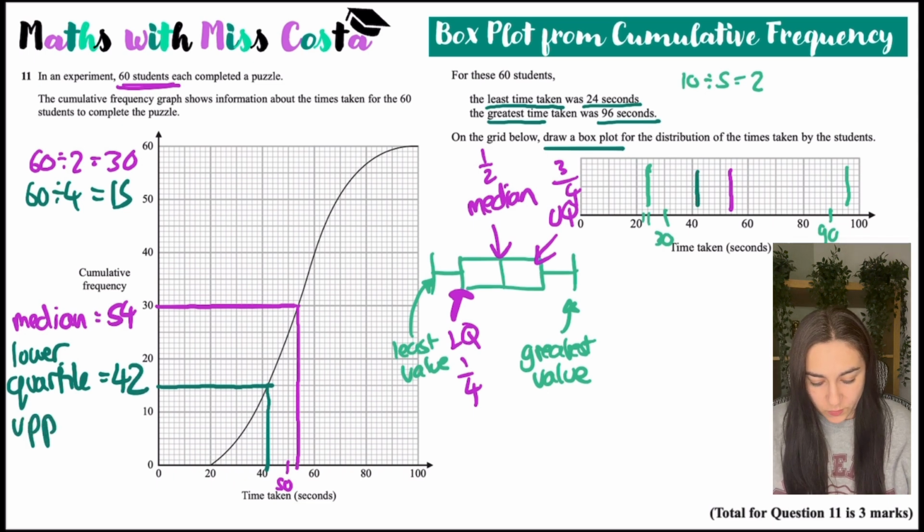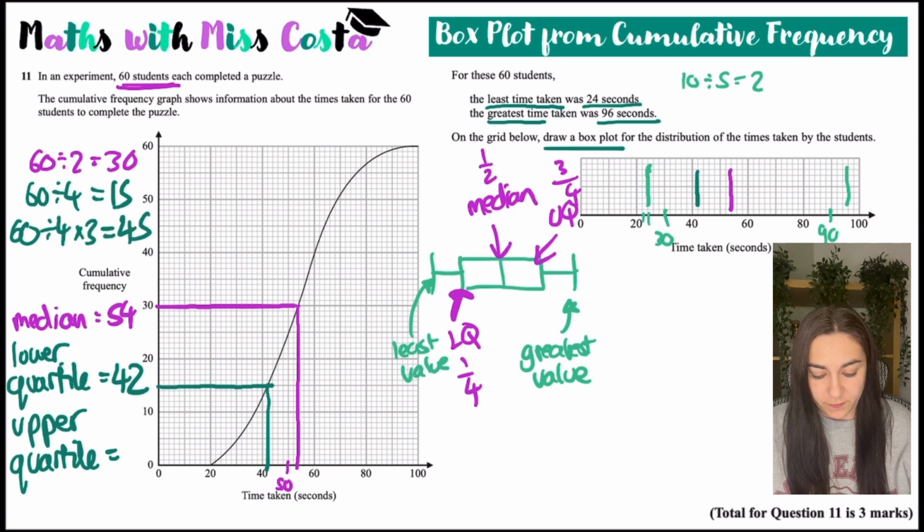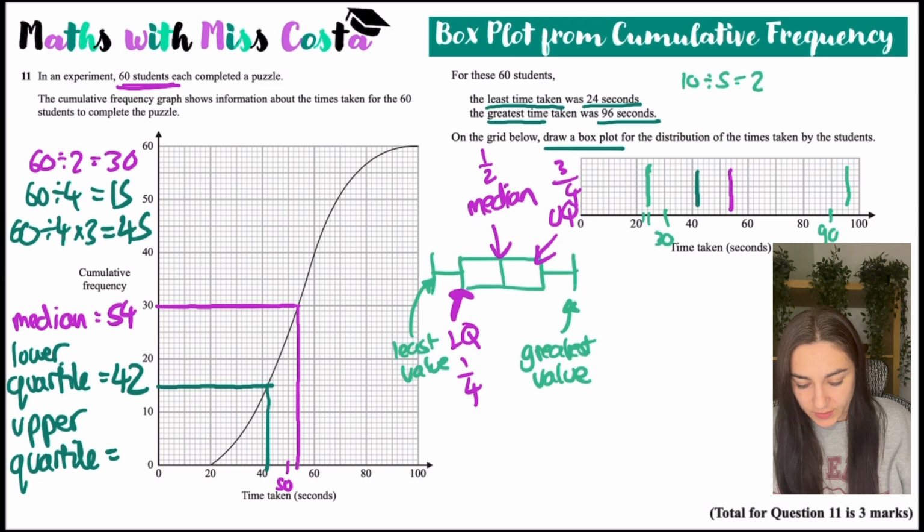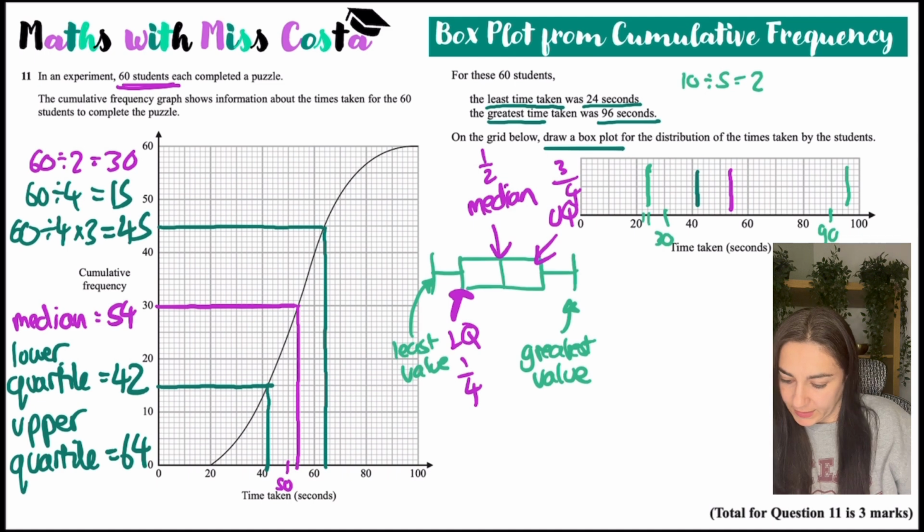And then the upper quartile is 3/4 of the data. So 60 divided by 4 and then times by 3. So that would be 45. So for 45, I go across to the graph and then down. And that would be 64. So I've got my values plotted here.